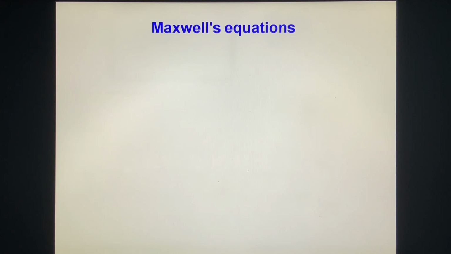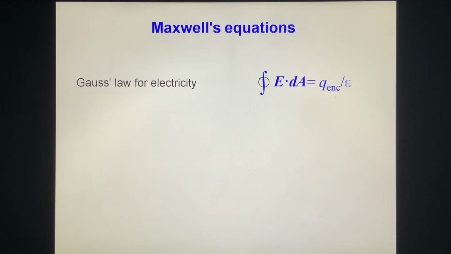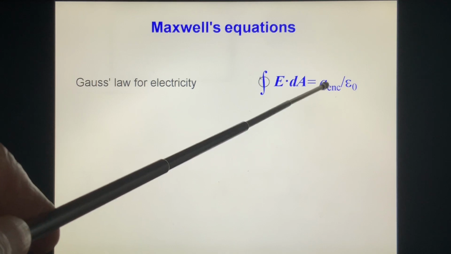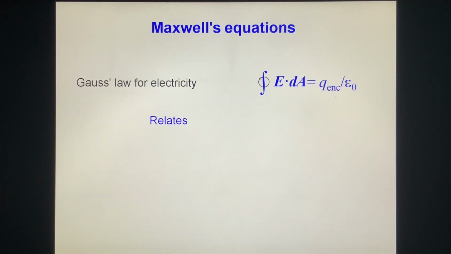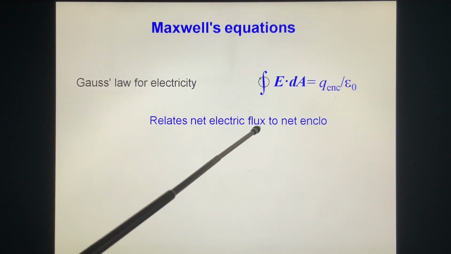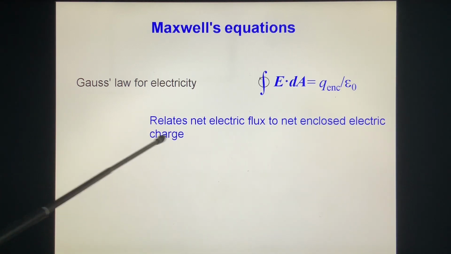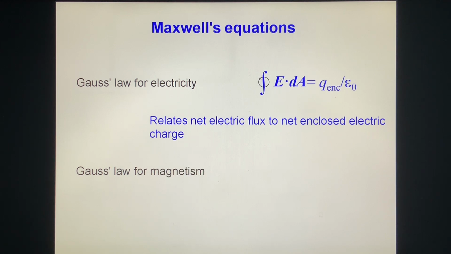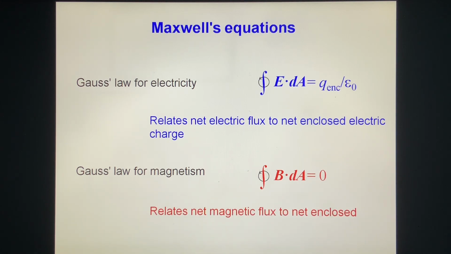Maxwell's equations. Gauss's law for electricity: this is the net charge inside the Gaussian surface. It relates net electric flux to net enclosed electric charge. Gauss's law for magnetism: the integral of B dot dA equals 0. It relates net magnetic flux to net enclosed magnetic charge. That means there is no magnetic monopole.